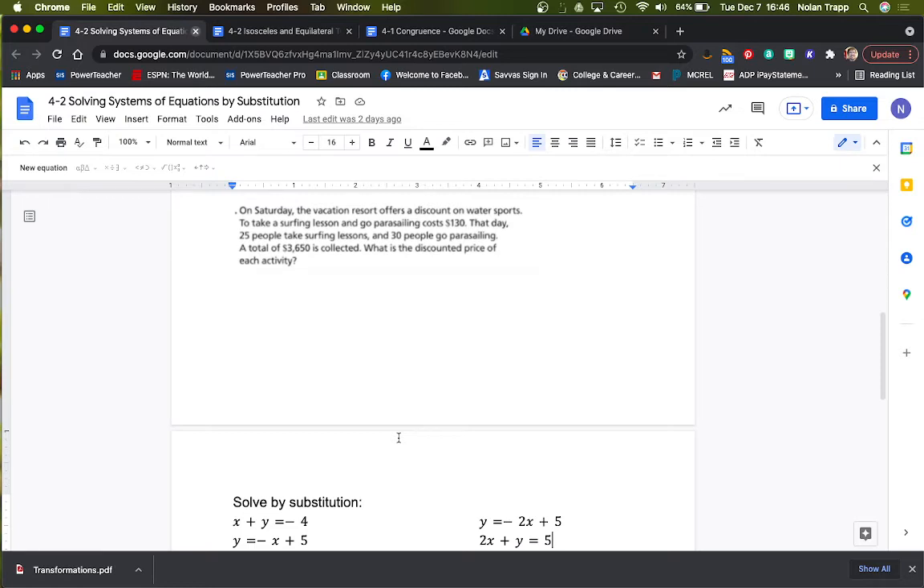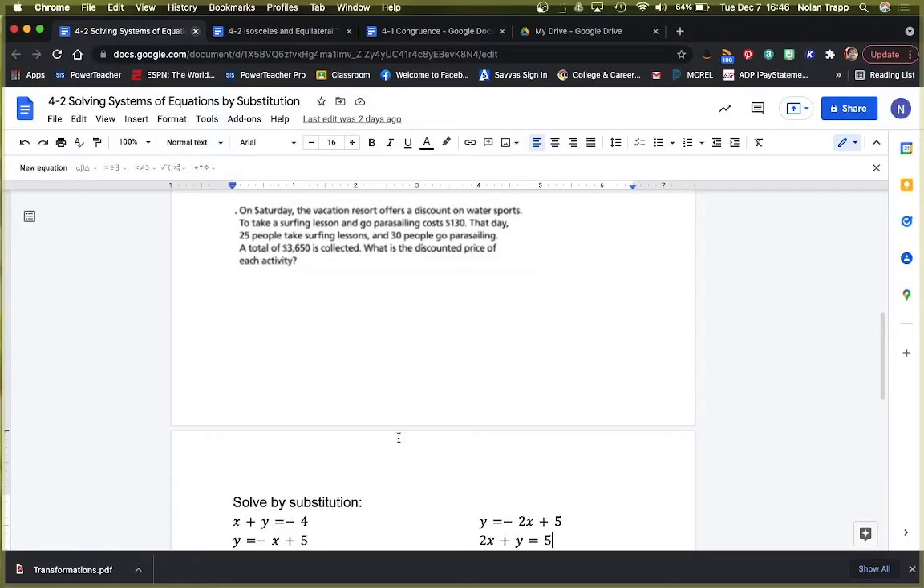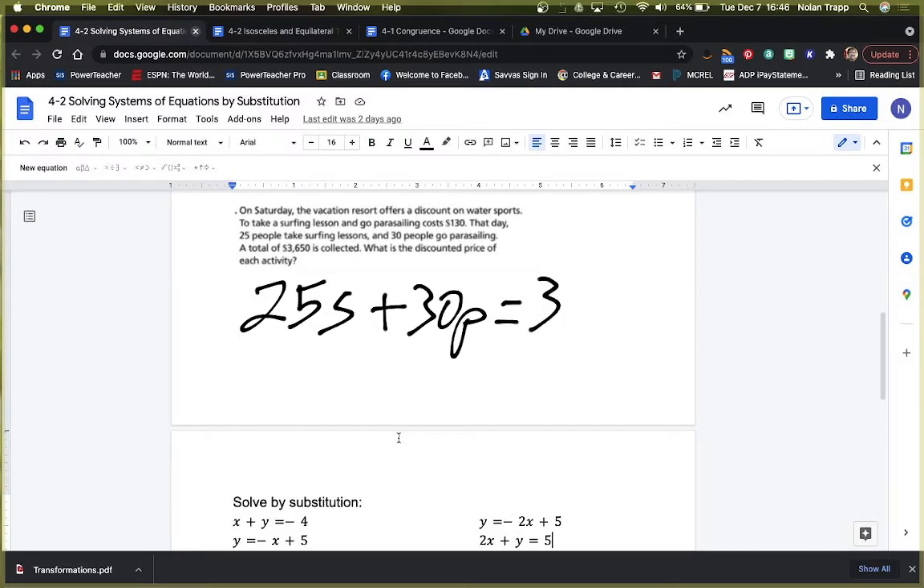On Saturday, the vacation resort offers a discount on water sports. To take a surfing lesson and go parasailing, it costs $130. That day, 25 people took surfing lessons, 25 people surfed, plus 30 people went parasailing, and they totaled $3,650.